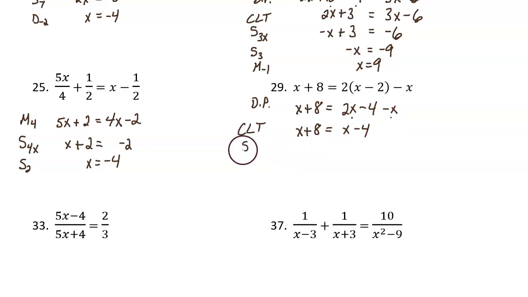Next step, I'm going to subtract x from both sides. X subtract x makes no x's, and on the right side, x subtract x makes no x's. At this point, there are no variables remaining, and we have the statement 8 is equal to negative 4. That's a false statement. This problem has no solution. There is no number that could be substituted in place of these x's that would make the left side of the equation ever be equal to the right side.